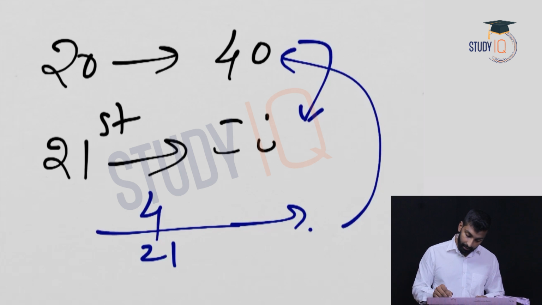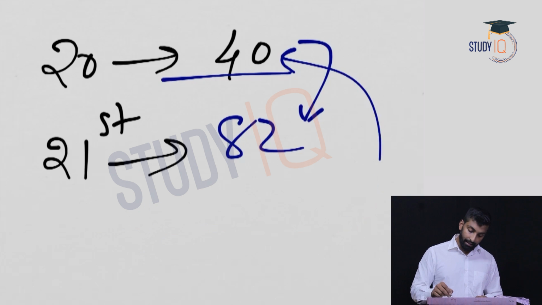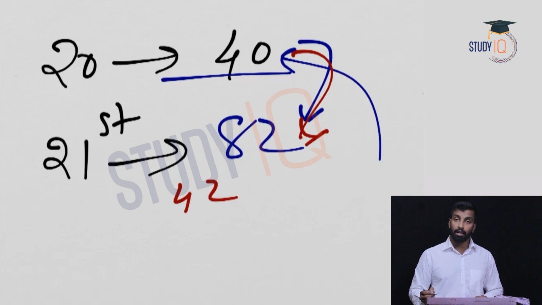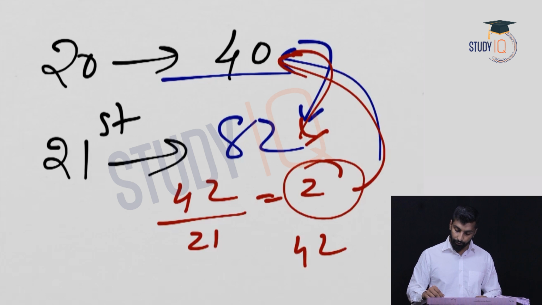So after 20 innings the average is 40, in the 21st you are scoring, let's say, 82. What will you do? Now you just need to see the difference, right? 42 is the difference. You will have to divide this 42 by 21, you get 2, and this is the change that is going to be made in the average, right? So this 2 you will add to 40, so you will get 42.